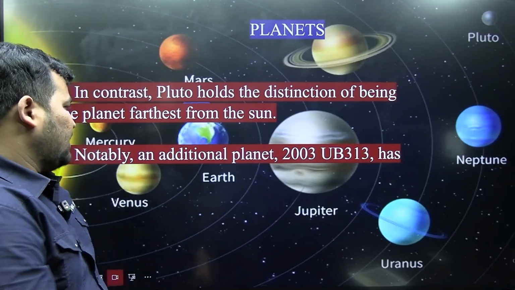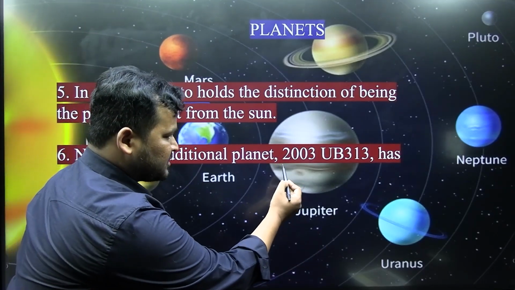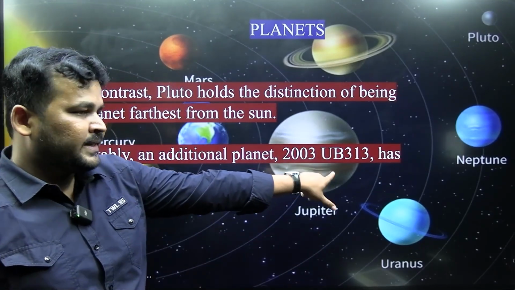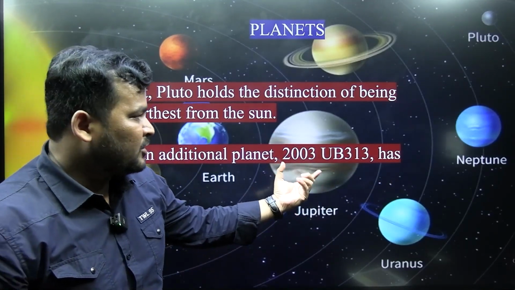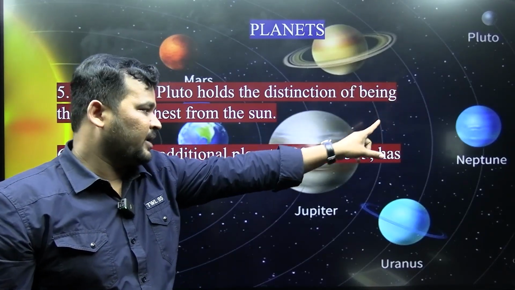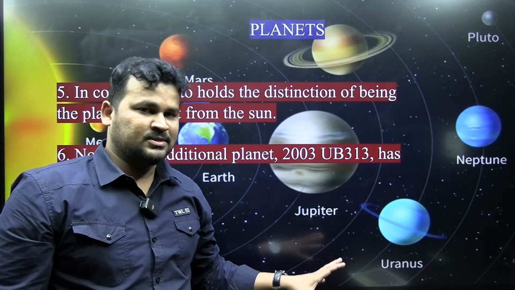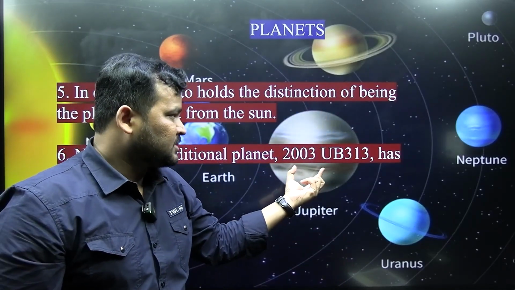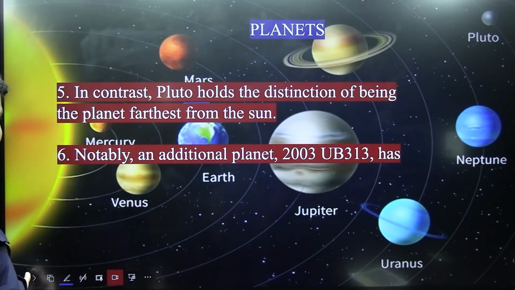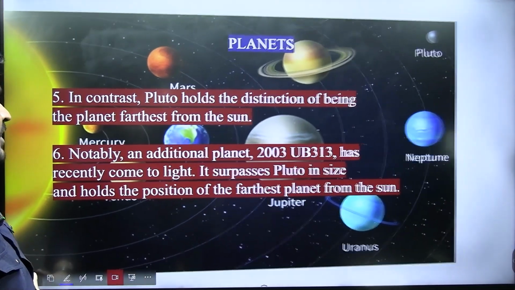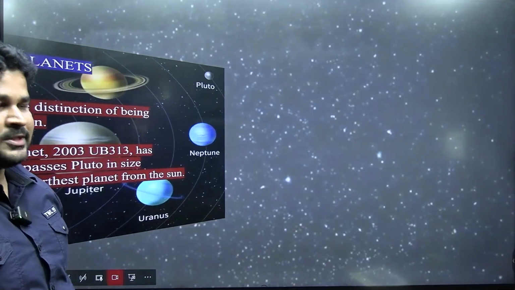Then recently, according to NASA, there was an addition of one more planet in the solar system. That is 2003 UB313. Is it a bigger planet? No, it is also a dwarf planet similar to Pluto. So 2003 UB313 is a dwarf planet, but not a giant planet. It is similar to Pluto, like what we are treating now.